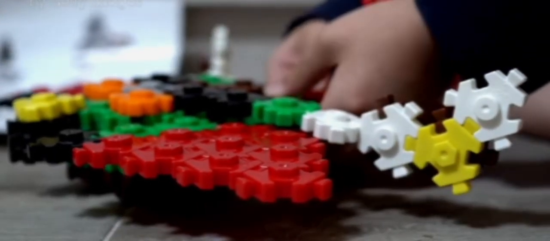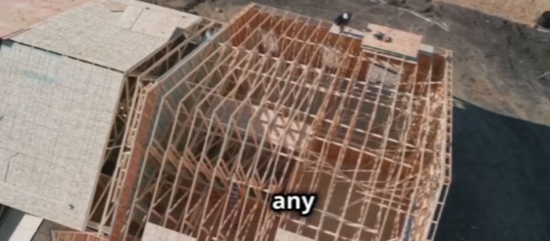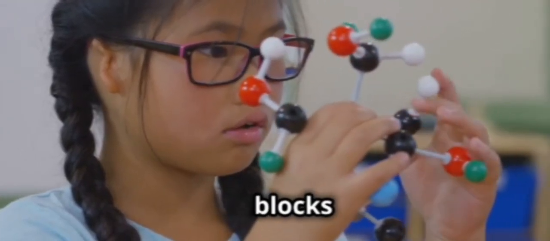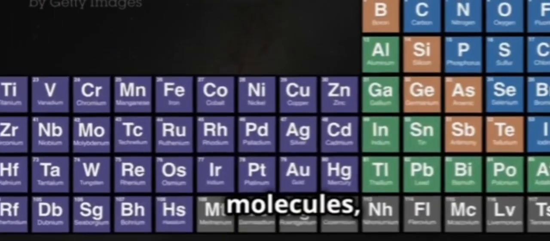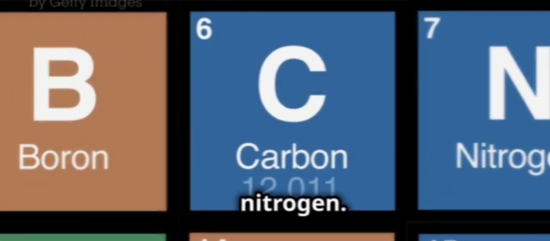Section 5: The building blocks of life, like Legos. But for life, imagine trying to build a house without any bricks or wood. It would be impossible. Life is similar. It needs building blocks too. These building blocks are called organic molecules, and they're made up of elements like carbon, hydrogen, oxygen, and nitrogen.